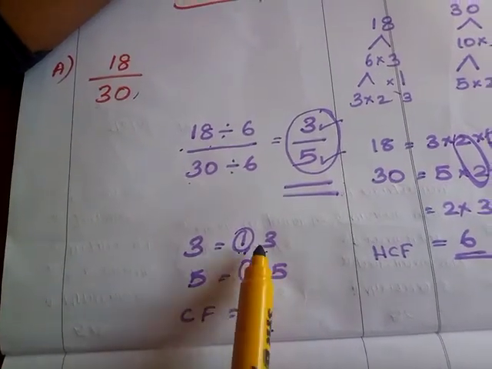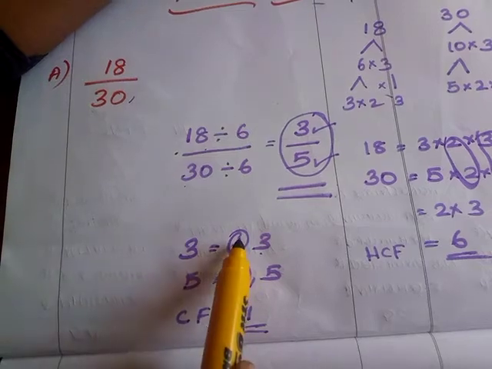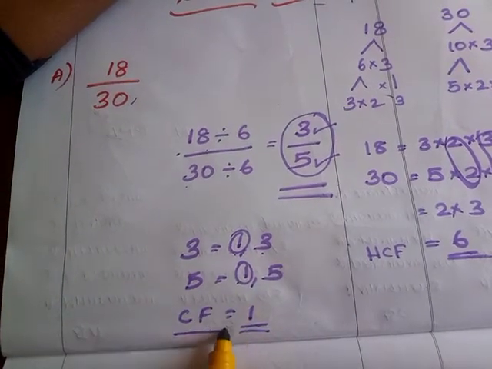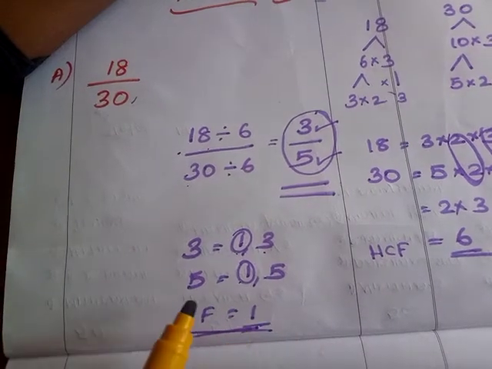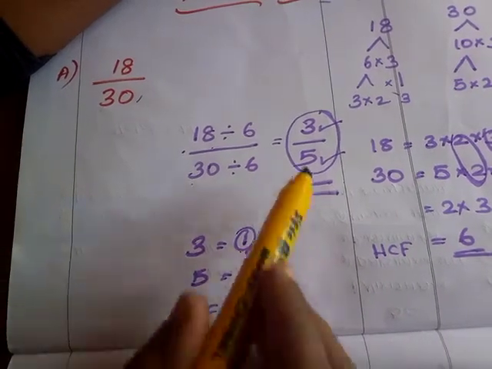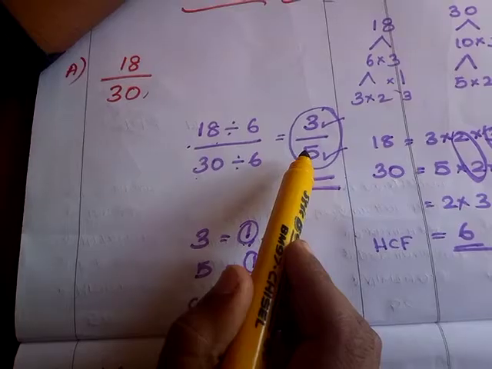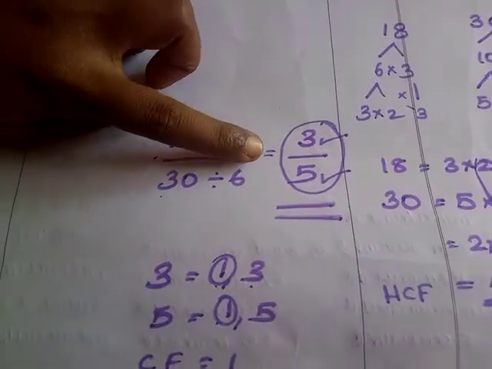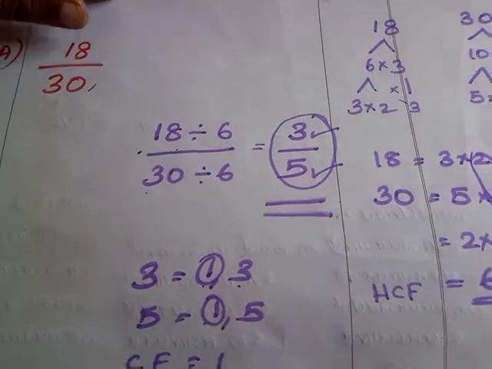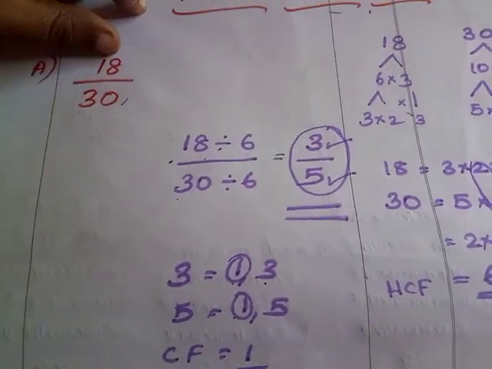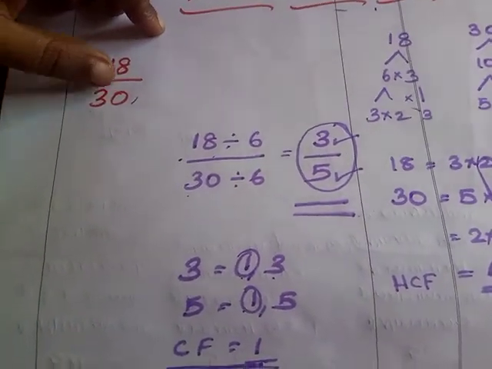Find out the common factor of 3 and 5. Yes, 1. Right? So here the common factor of 3 and 5 is 1. No other numbers can you take to divide to make it into a lower term. So this is the lowest term of the fraction 18 by 30.